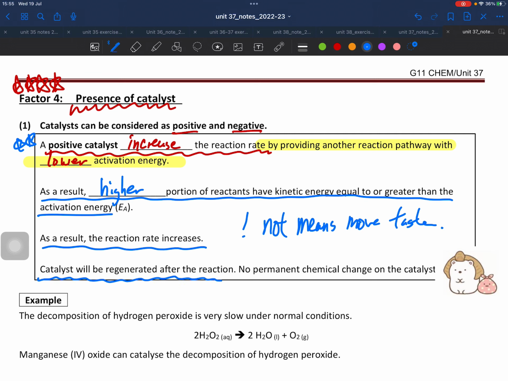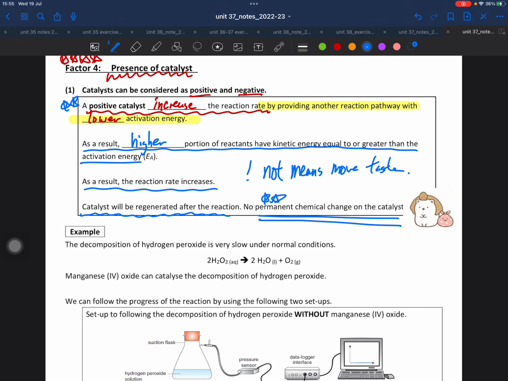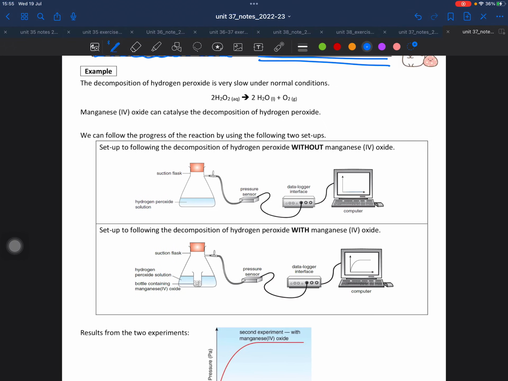Don't worry, the catalyst will regenerate after the reaction, so there is no permanent chemical change on it. Okay? At a certain point, the catalyst may be consumed, but don't worry, in the next step, it will form again. This is catalyst. So here, we use the decomposition of hydrogen peroxide as an example.